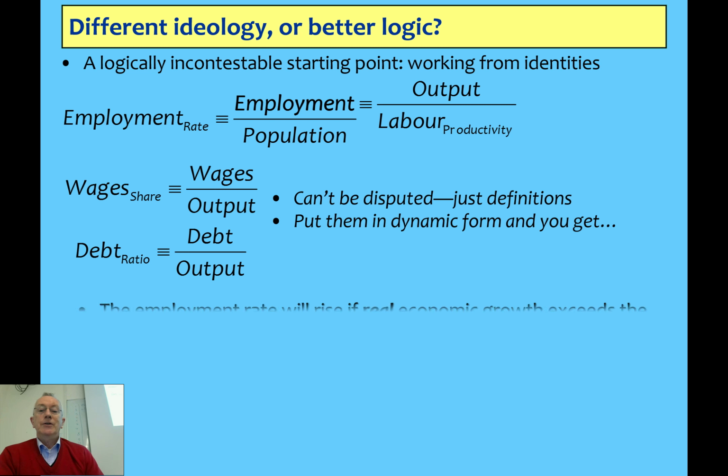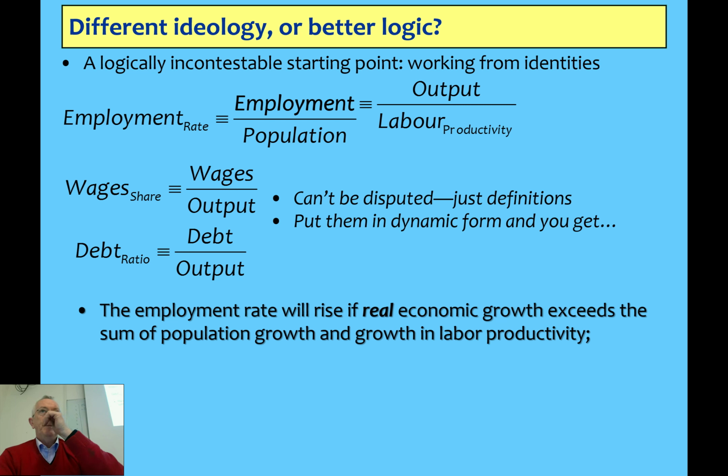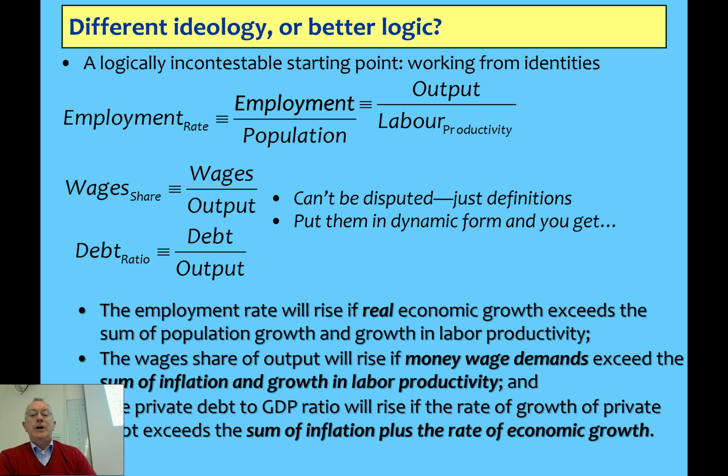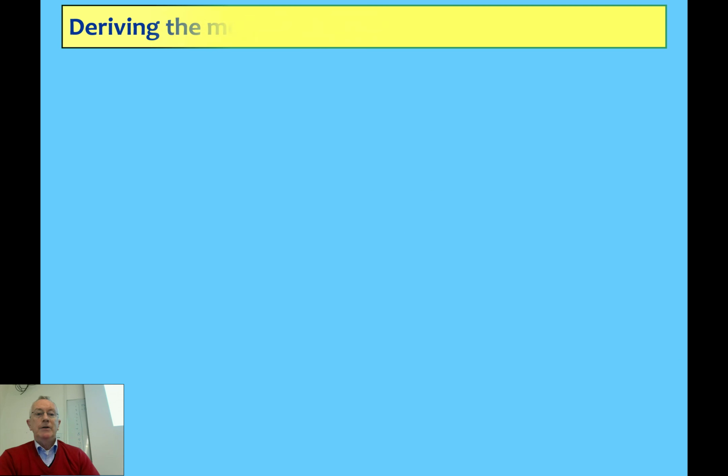They're simply definitions. But if you put them in dynamic form, in other words, put them in mathematical symbols and then do your chain rule and product rule expansion, this is what you get. The employment rate will rise if the real economic growth rate exceeds population growth and growth in labour productivity. The wages share of output will rise if money wage demands exceed inflation plus the growth in labour productivity. This is in monetary terms. And the private debt ratio will rise if the rate of growth of private debt in nominal terms exceeds the sum of inflation plus the rate of economic growth. Okay? They're simply expanding those definitions out and including money, which I do in a later version of the model.